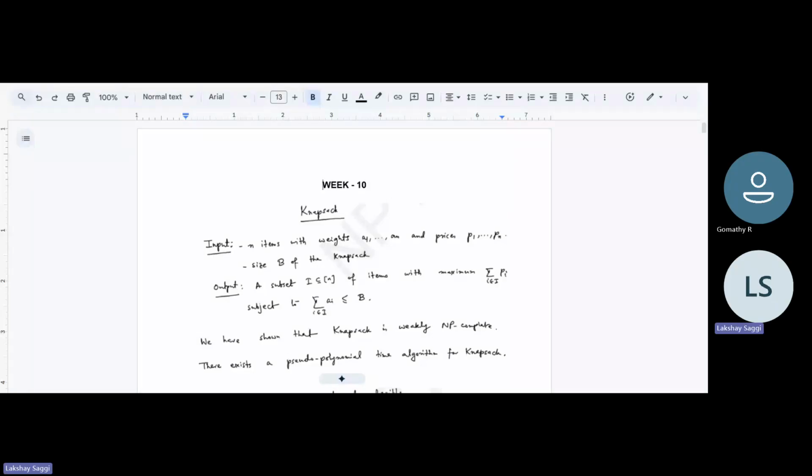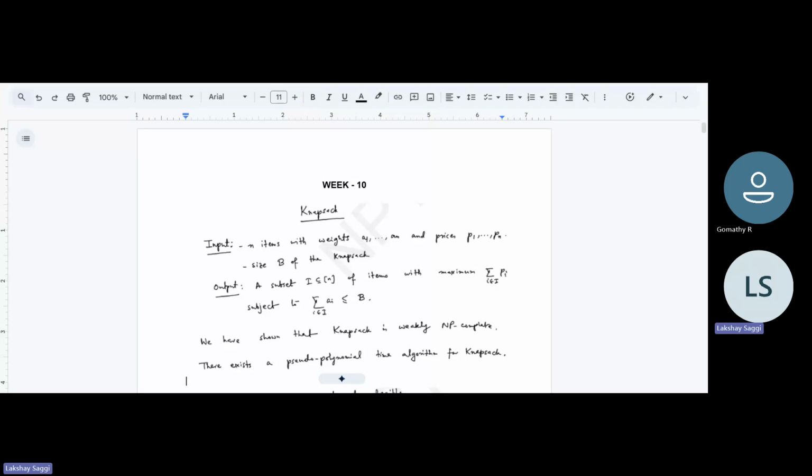So Gomti, I hope my screen is visible. Can you once confirm in the chat, please? Okay, it's visible. Yeah, thanks a lot. So yeah, we can get started.